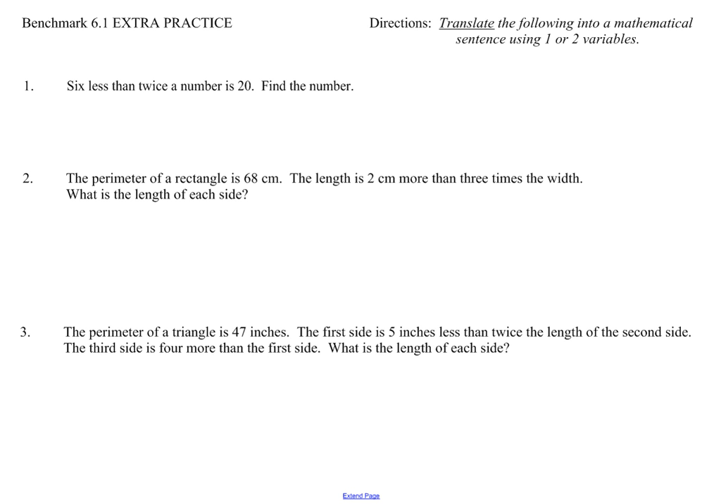Algebra benchmark 6.1, translating situations into equations or sentences. First problem: 6 less than twice the number is 20. Find the number.